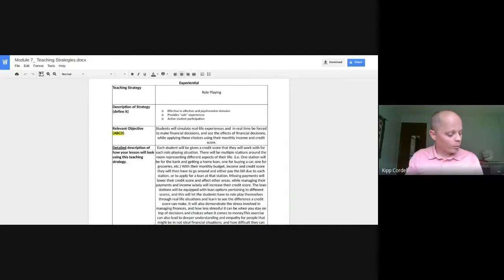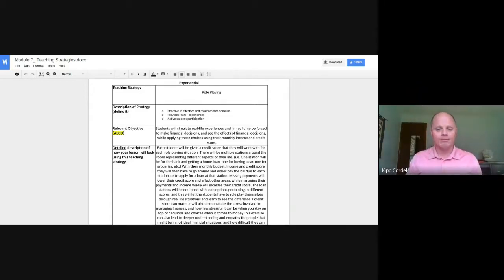Experiential, I chose role playing. A lot of this was for the interactive portion. It gets them up and active, having fun, as well as being able to simulate actual situations. So that's helpful too. That's just going to pull them into the lesson, get them really engaged and invested in the lesson. And if they're having fun, they're going to be learning.